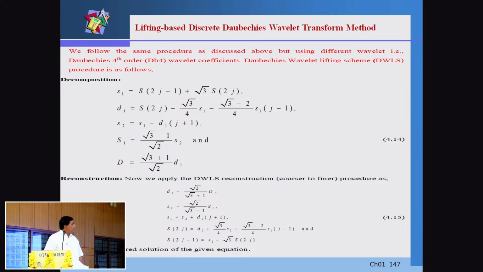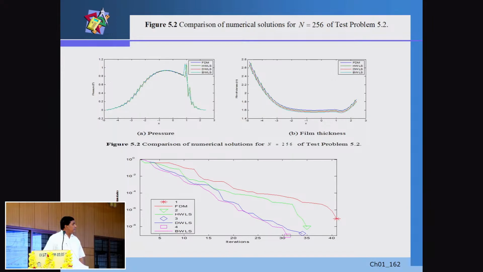Here you see the beauty. For example, for 128 with the Haar wavelet-based lifting scheme, it gives 10 raised to minus 3 here. This is the total time, it takes this many seconds, and then the bi-orthogonal lifting scheme. You see here the bi-orthogonal based lifting scheme converges fast, with film thickness, and this is the residual of the technique. For example here FDM took 40 iterations, but the bi-orthogonal wavelet-based lifting scheme takes only 30 iterations to give the error.